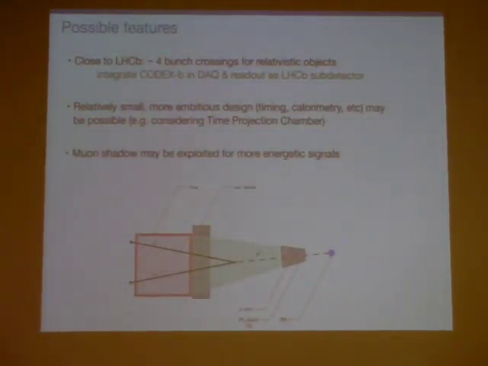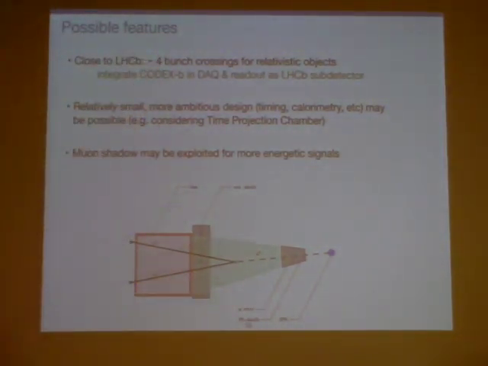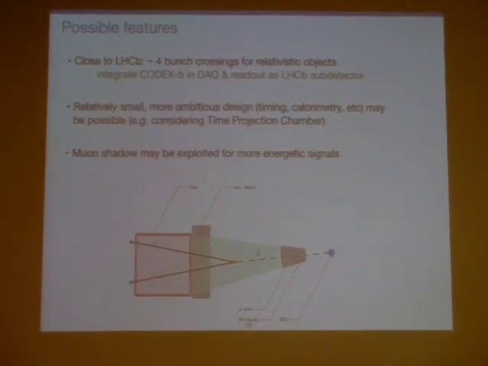There's a few things you can do with this as well. It's relatively close to LHCb, about 4 bunch crossings away, which means there's enough time; they buffer more than 4 events. So this would be integrated in the LHCb layout and would be part of the trigger event reconstruction. It essentially becomes a sub-detector of LHCb, and you can look at it together with the primary and the main detector.